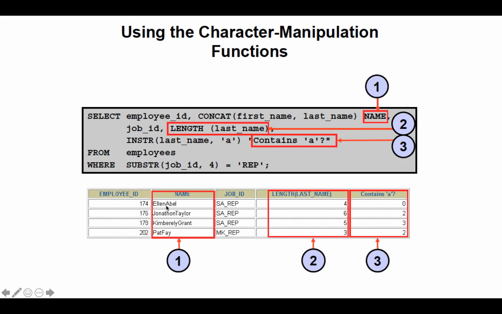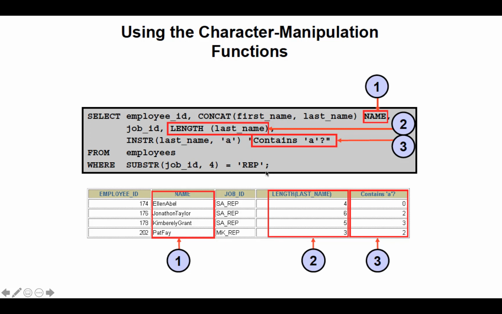So in this last name here, Abel, it doesn't contain A because we're looking at lowercase a. If it doesn't contain A, it will be 0. Otherwise, it will give me the index, as I said before, starting with 1. So Taylor will have it at 2, Grant having it at 3, Faye having it at 2. So this is the instr function represented by contains A. This is an alias for this function, the same way we did with arithmetic expressions.